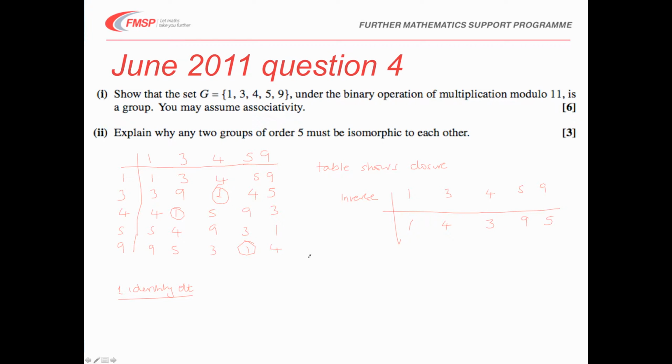Okay. Explain why any two groups of order 5 must be isomorphic to each other. Well, we did mention that in the statements at the beginning, that the key to this is that 5 is prime. So it must be cyclic.